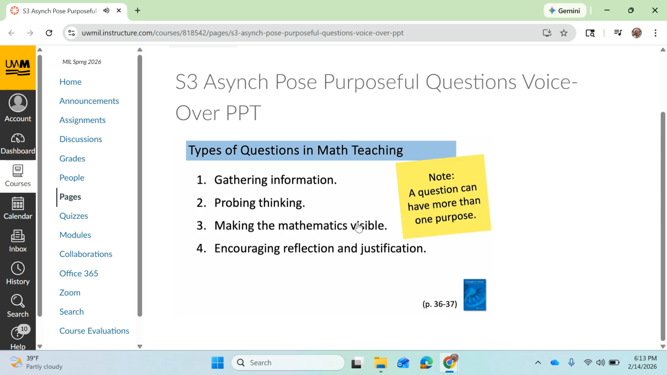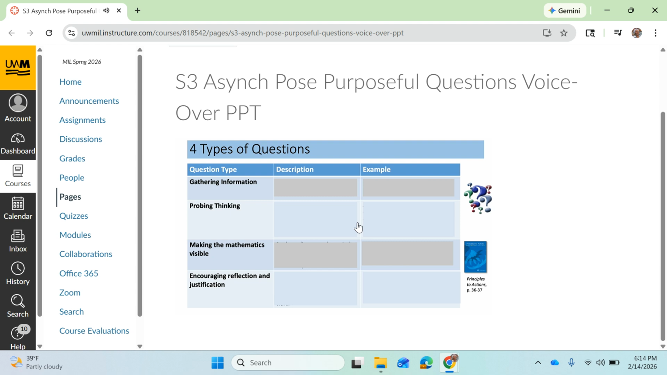Just a quick note that a question can have more than one purpose at the same time. Its purpose might vary depending on the context that you're asking it in, or even the specific student that you're asking it to within that context. So on this slide, we have a little bit more of a description of each question type, as well as an example for you of each question type.